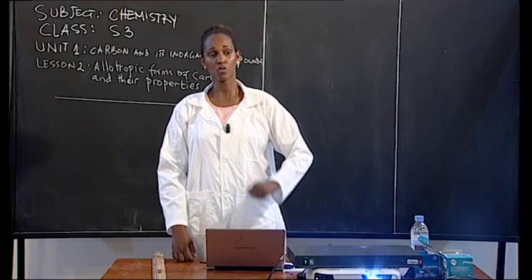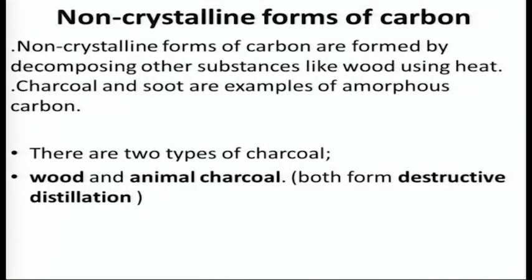The same applies to animal charcoal, but the difference is that animal charcoal is got from animal bones. Wood charcoal is got from the woods, as I've described, but animal charcoal is got from animal bones. So they gather the animal bones, burn them, then they get animal charcoal. It is also formed as a result of destructive distillation. Those are the two kinds of charcoal we are going to look at.